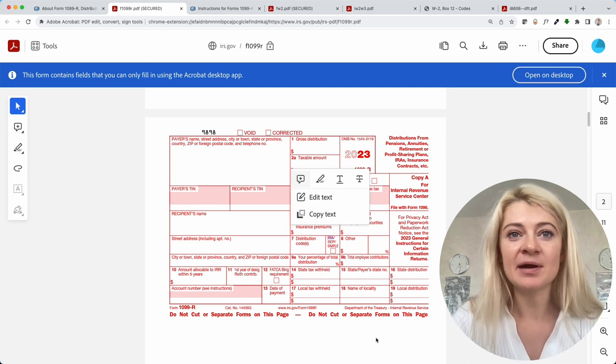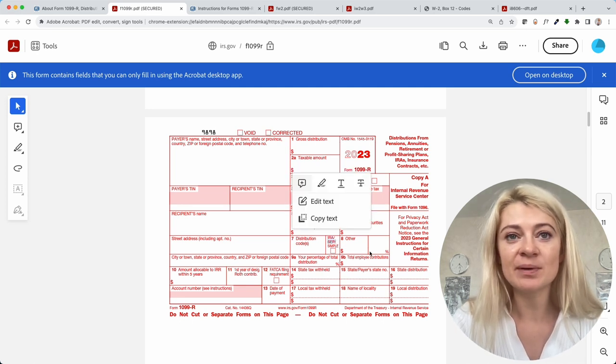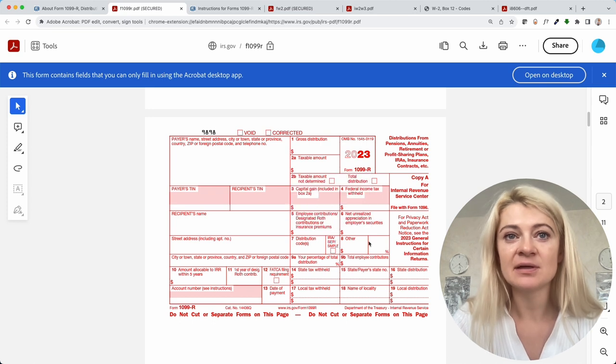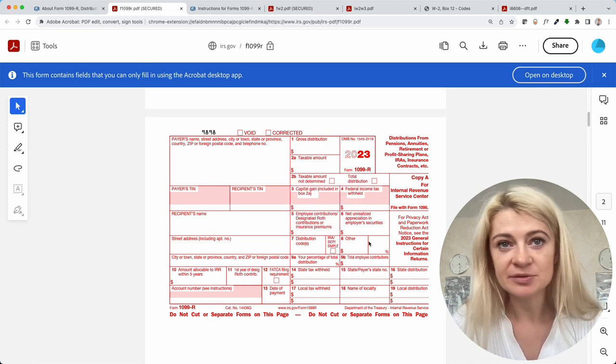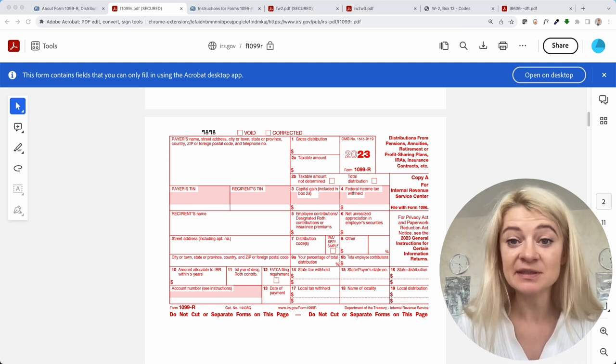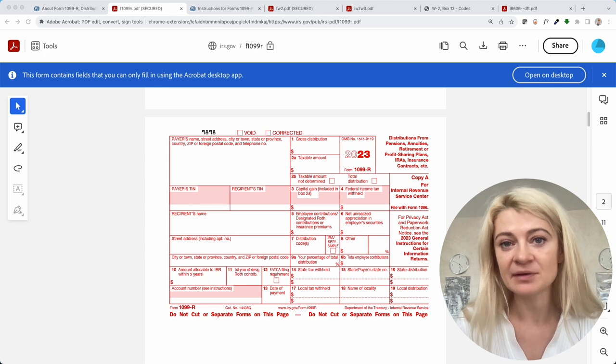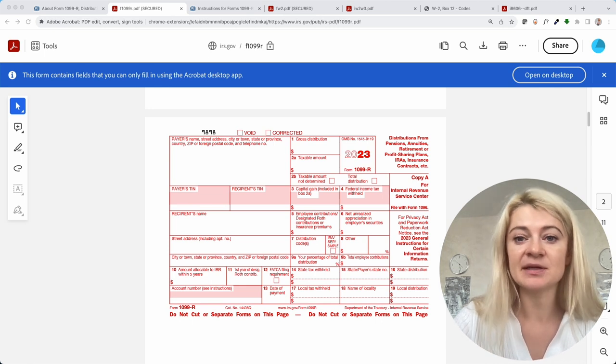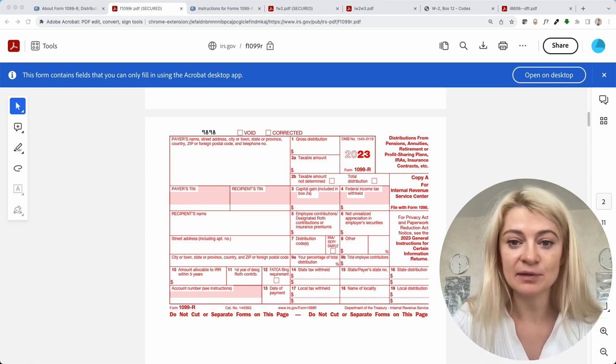Also, there is a SEP IRA. A SEP IRA is a 401k for self-employed individuals. So if you have Schedule C income, you can just open a SEP IRA, contribute pretty much a significant amount of money to your SEP IRA account and make your taxable income lower.